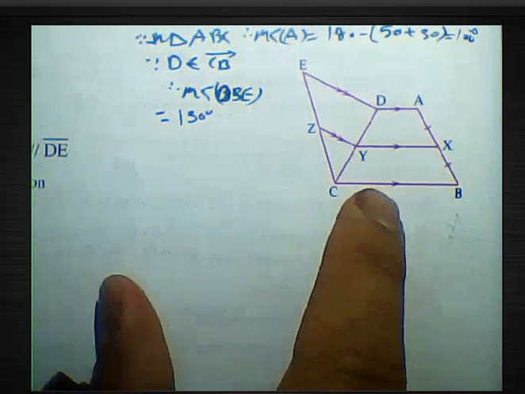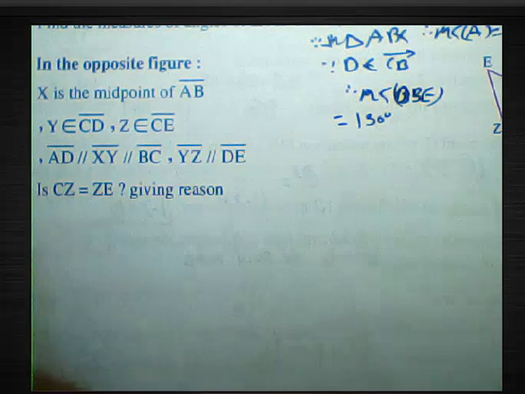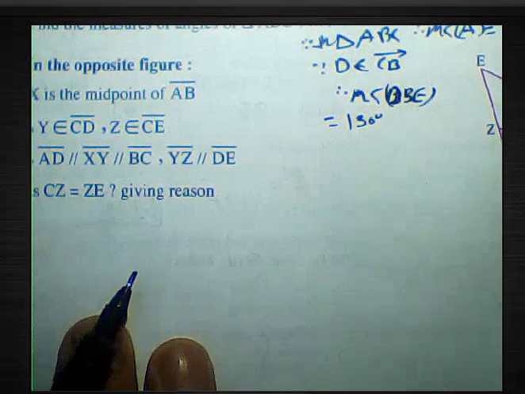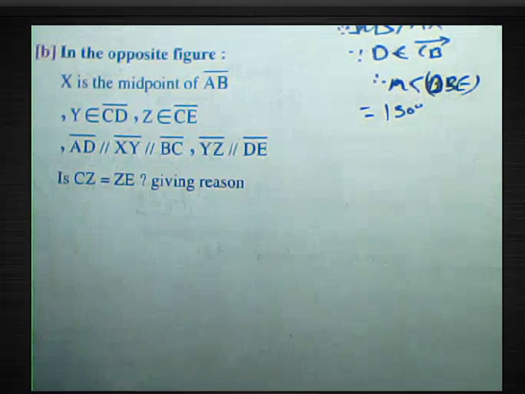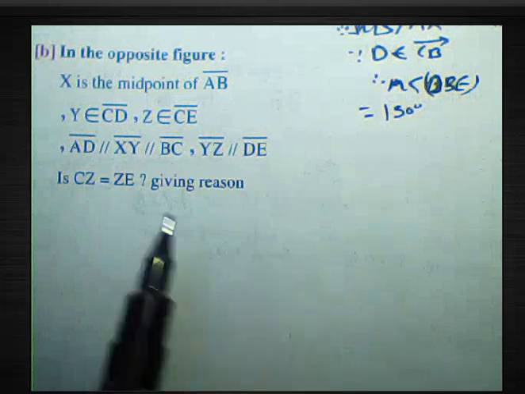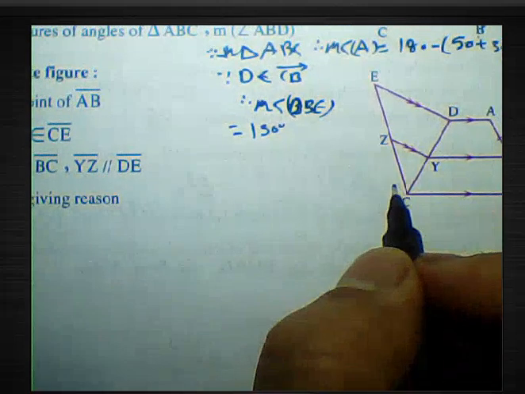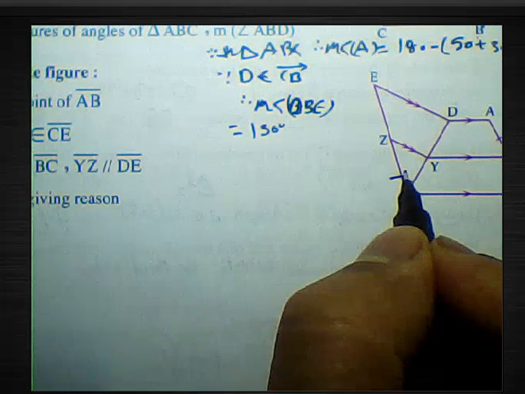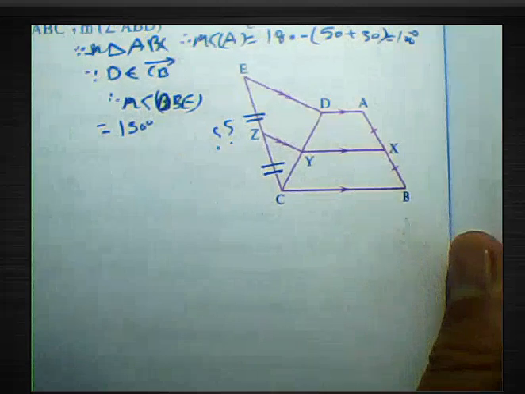This question: X is the midpoint of EB, Y belongs to CD and Z belongs to CE. We have parallel lines here. It asks whether ZC is equal to ZE or not. Okay, we will prove that here.